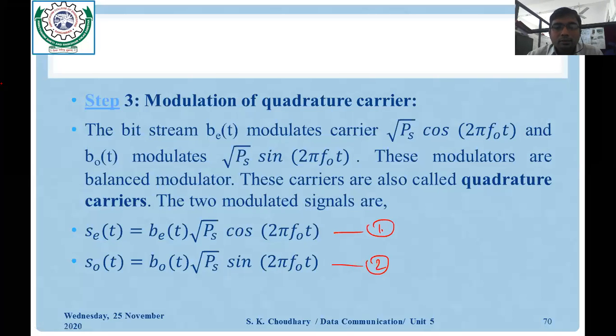After this modulation process, what we have to do: this ACT and S naught T are basically BPSK signals actually, but we have to combine these two symbols, the odd and even components, to make it into QPSK, because in QPSK we are combining two successive bits. So successive bits are the odd and even bits.